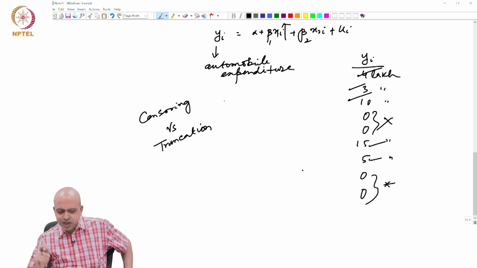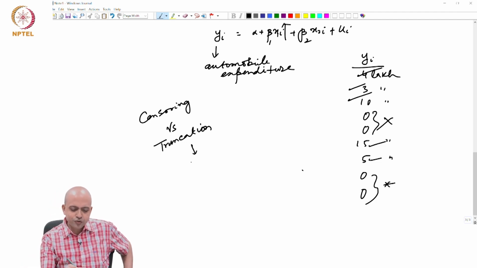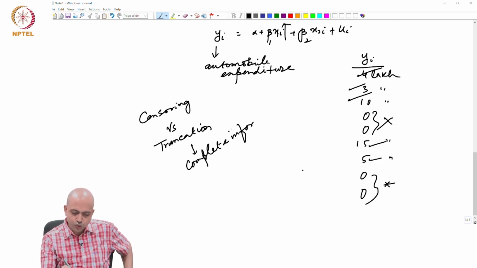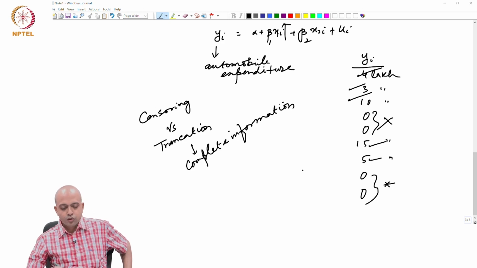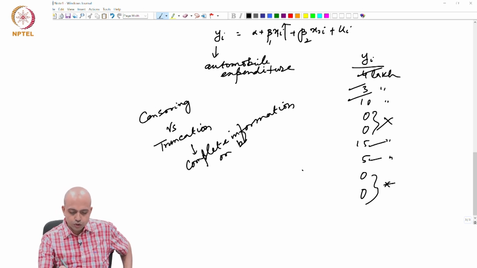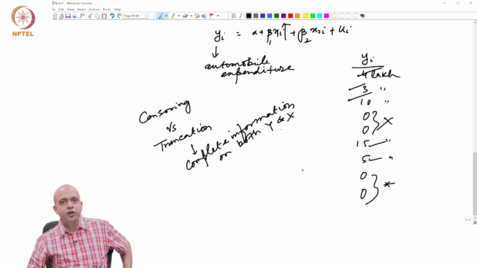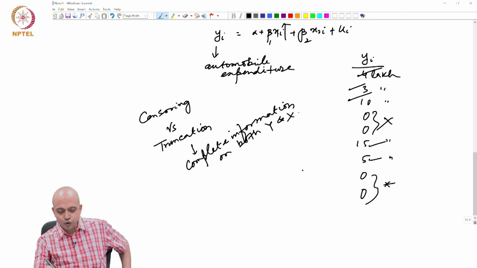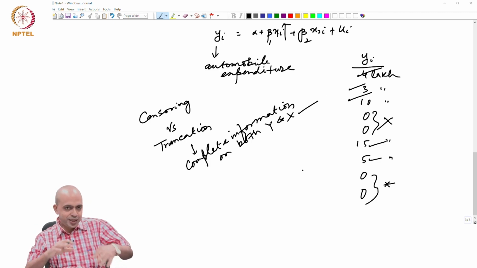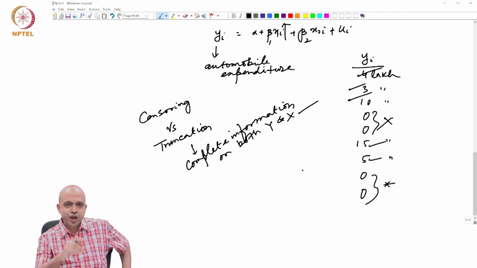So, at the end of the day, I will have complete information on both y and x, right. I have complete information, but in case of censoring, I had complete information only on x, but not on y. That is the difference between censoring and truncation.